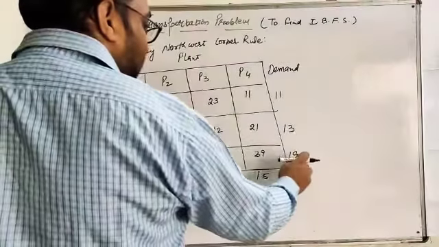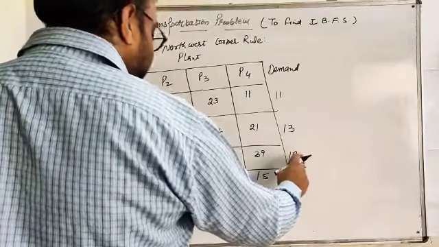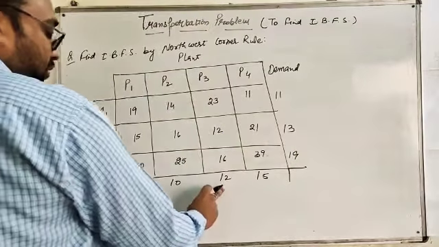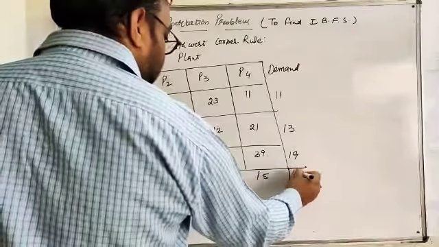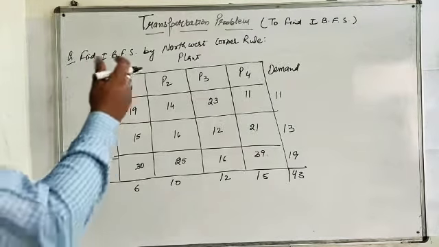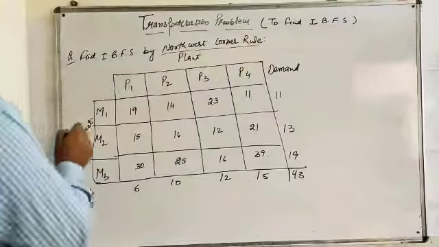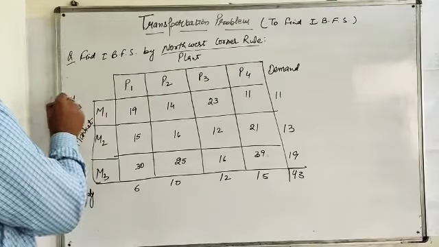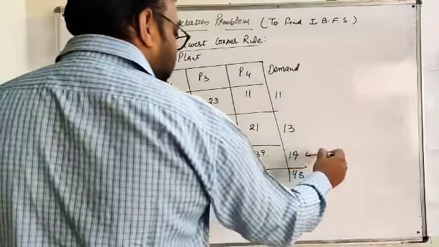Demands are 11, 13 and 19, total 43, and supplies are 16, 12, 28 and 15, total 43. So this is a balanced problem, and there is no need to add any dummy row or dummy column. Now we have to apply the northwest corner rule on this particular problem. So let this left be north and this right be west.